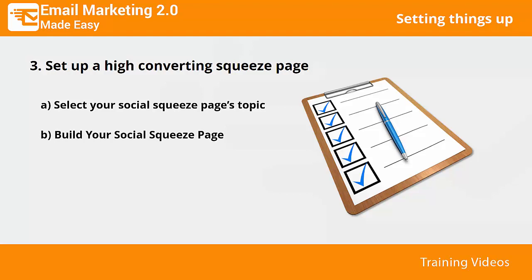B. Build your social squeeze page. Include these features on your site: a clear statement of what people will get from your site, a straightforward call to action, and a luring video, no longer than 10 minutes. Below the video, make sure to add opt-in boxes and social sharing buttons.